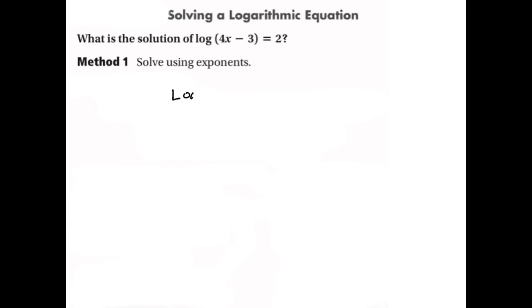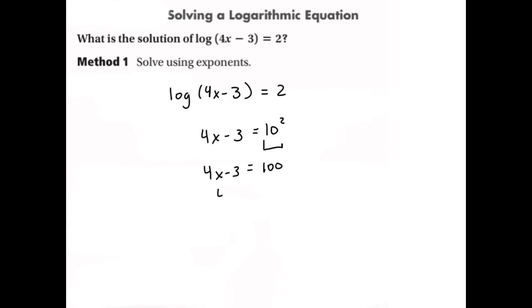So in this problem, we've got log of 4x minus 3 equals 2. We're going to write this in exponential form, so that means we're going to take the fact that it's base 10, so it'll be 10 squared on this side equals 4x minus 3. And then we're just going to start to solve this. Well, 10 squared is 100 equals 4x minus 3. We'll add 3, so 4x equals 103. Then we're going to divide by 4. So in this case, x equals 25.75 roughly, or exactly.